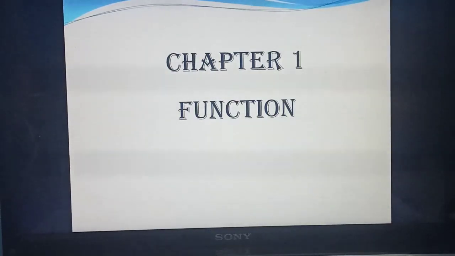What's the title of our first chapter? The title of our first chapter is function, isn't it? Last class you studied what we mean by function. And two more questions: define subroutine and define function, isn't it? Have you all studied? I told you to study these two questions. They are very important; you can expect these two questions in your annual exam also.